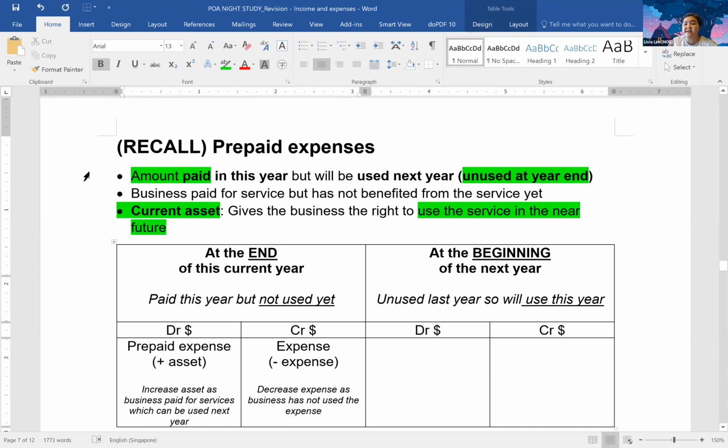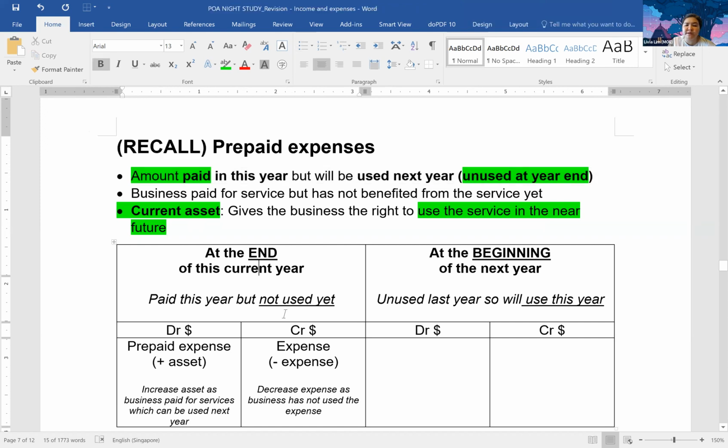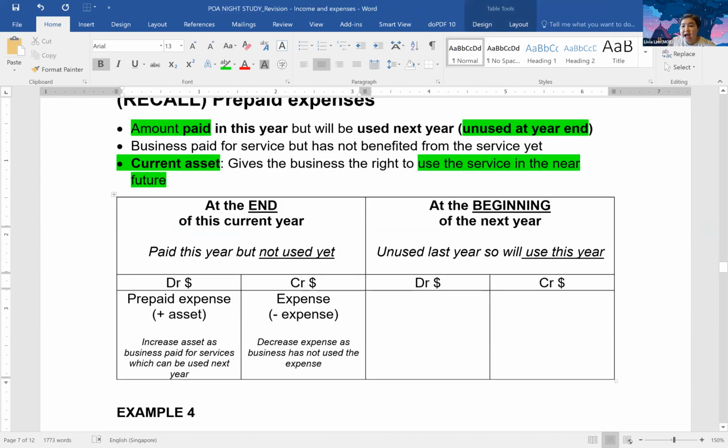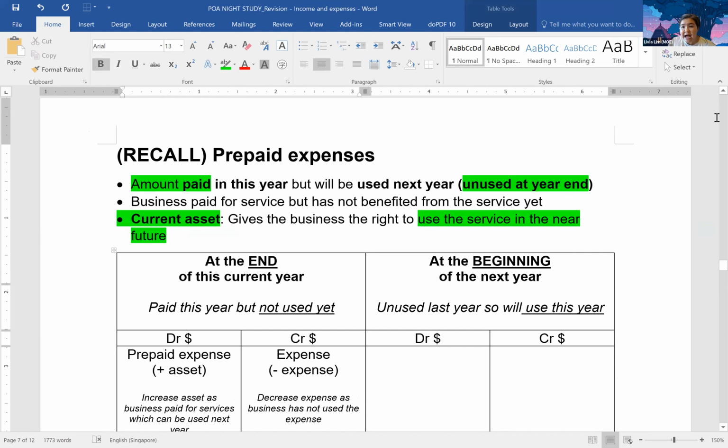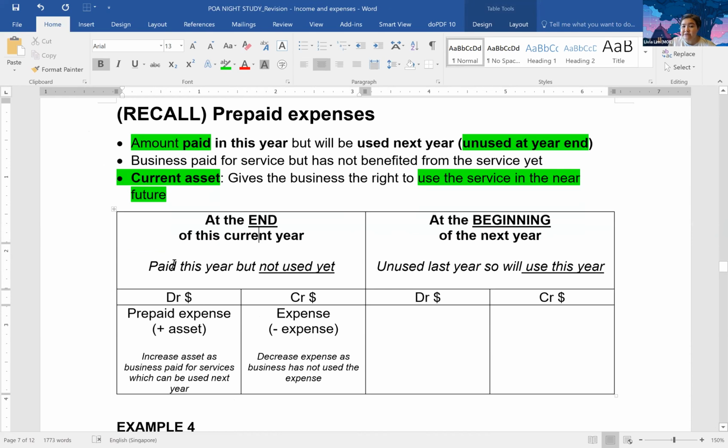In the current year, when I pay this amount already, at that particular year end, I need to remember to remind myself that I have paid the amount this year, but it's not used yet. I haven't used it yet. All right. Now, because I paid the amount already and I haven't used it yet, what I need to do is I need to minus away my expenses. I credit expense because I haven't used this expense in that particular year.